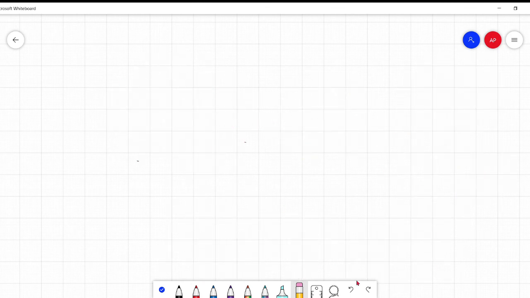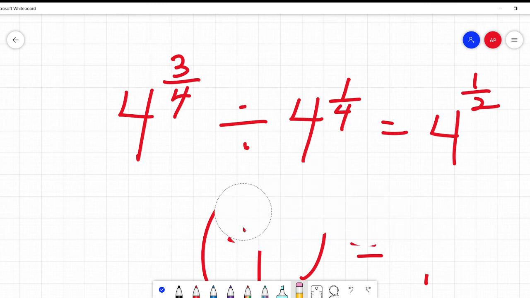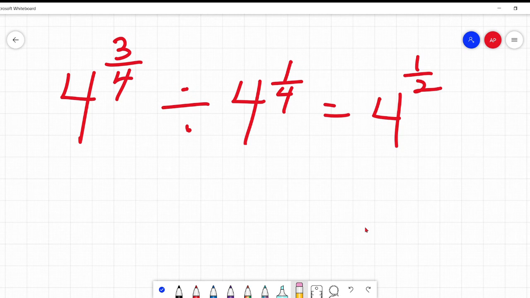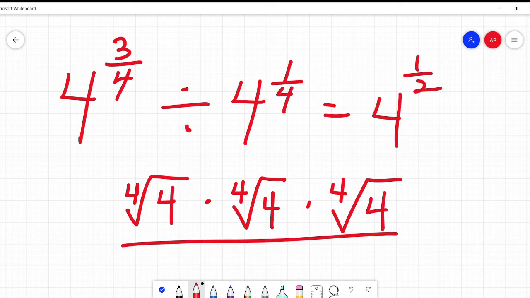And actually, let's back up a little bit. Just undo that first erasure. Yeah, just as a little side note, if you want to see how this works, you could say it's the 4th root of 4 to the power of 3. So it's the 4th root of 4 times the 4th root of 4 times the 4th root of 4. And it's being divided by the 4th root of 4.